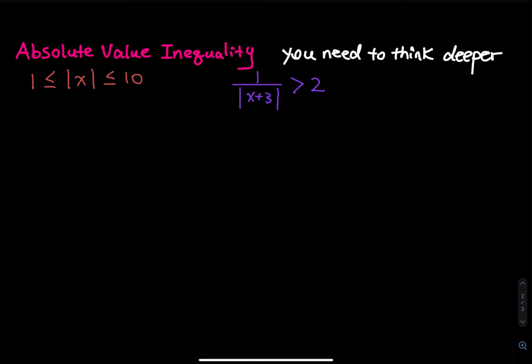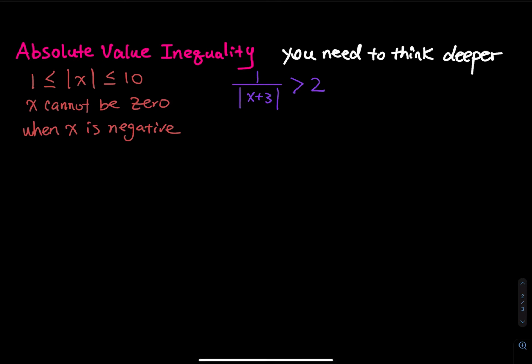So first of all, 1 is positive, 10 is positive. I can see that x cannot be equal to 0, right? So x cannot be 0. So there are two cases. So the first case is when x is negative.